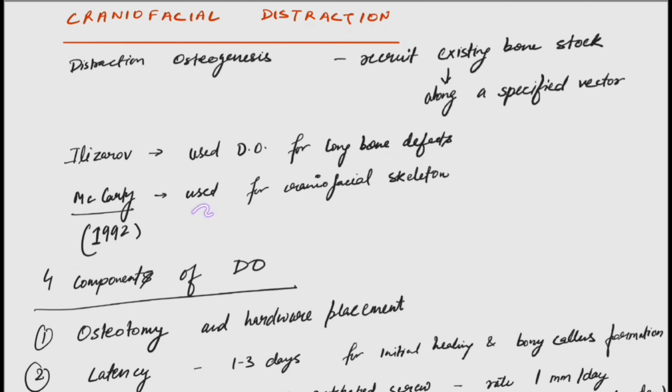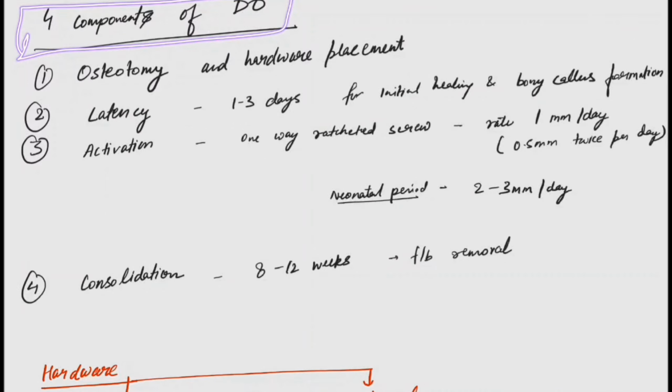There are four components of distraction osteogenesis. The first is the osteotomy and the hardware placement. Second is the latency, which is generally 1 to 3 days of initial healing and bony callus formation.